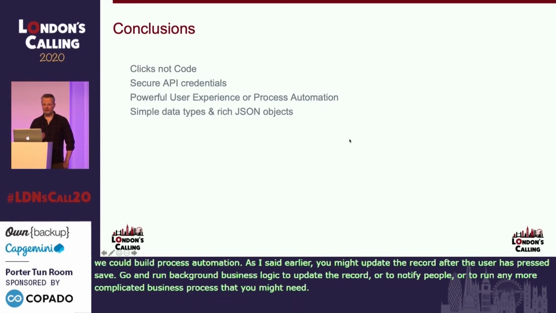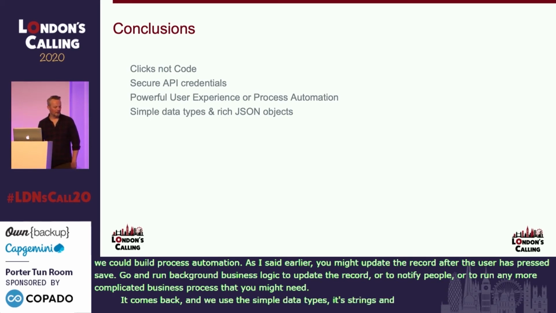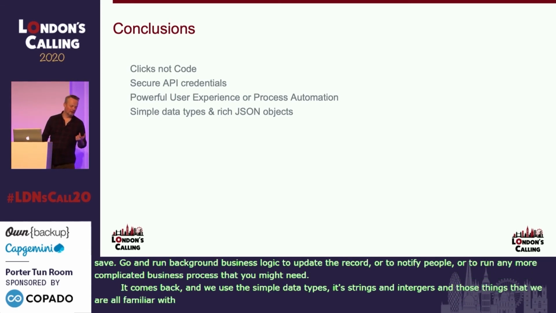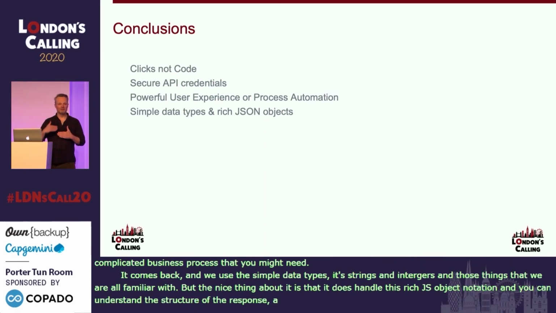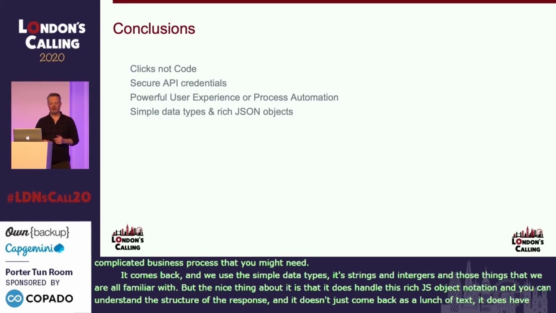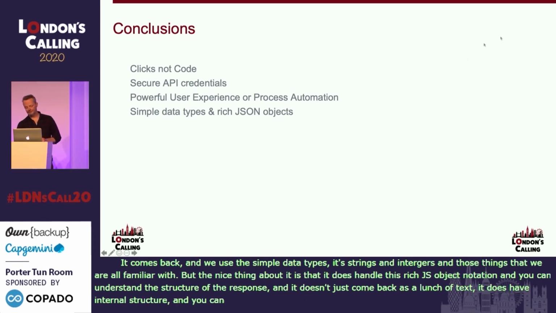And it comes back, it uses fairly simple data types. It's strings and integers and those kind of things which we are all familiar with. But the nice thing about it is that it does handle this rich JSON object, JavaScript object notation. So you can understand the structure of the response. It not just comes back as a lump of text, it does have some internal structure that you can see what the different variables of that response actually look like.